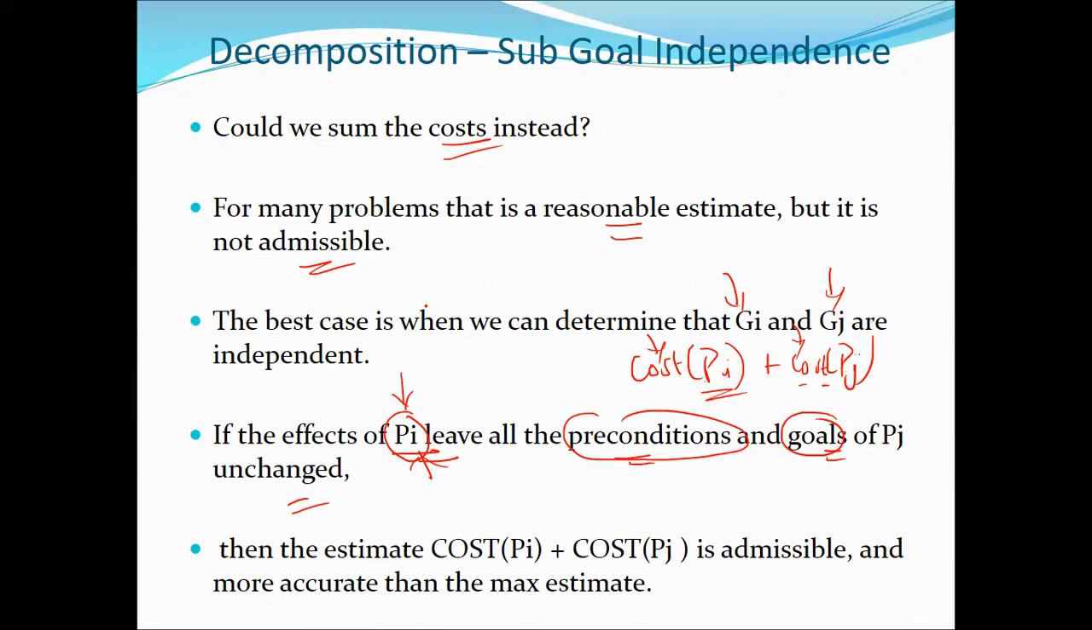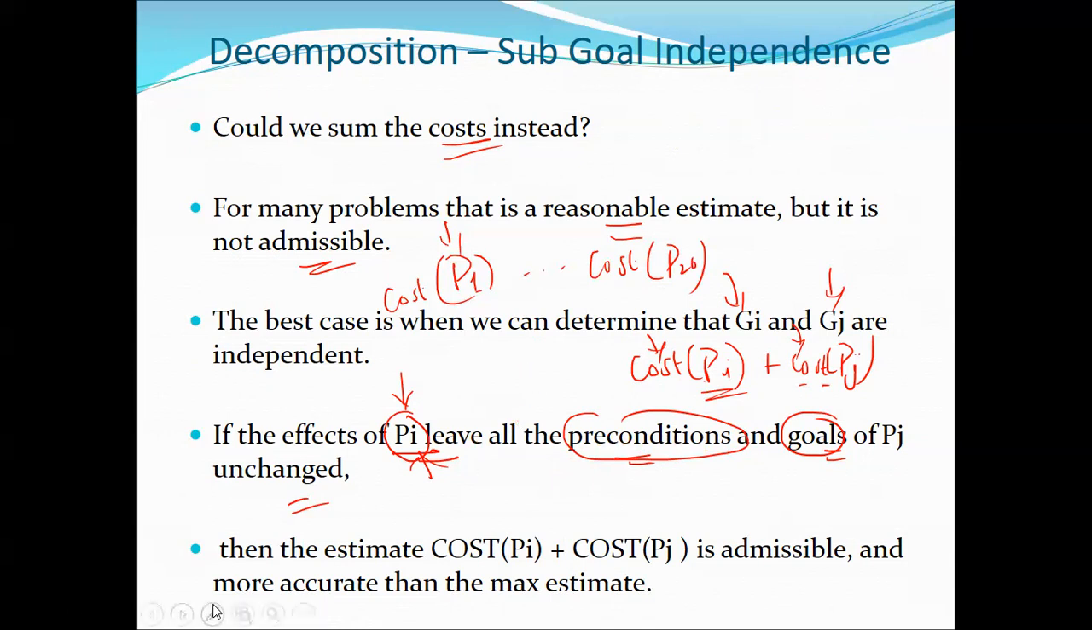So the point is, we have cost of P1, cost of P2, up to cost of P20. Out of all those, you identify which are independent. With P1, you check, for P1 and P2, whether the effect of P1 is changing P2 or not. If it is not changing, we can consider that. Otherwise, we cannot consider it. Like that, we have to take only those Pi which are independent, in the sense that their effect should not change the preconditions or goals of the other subproblems.